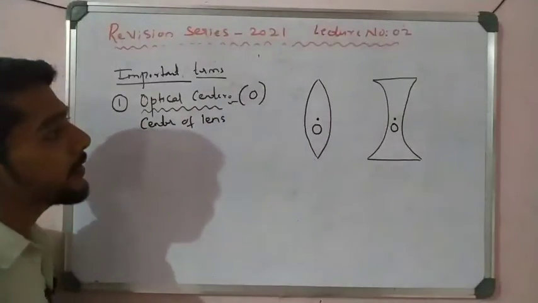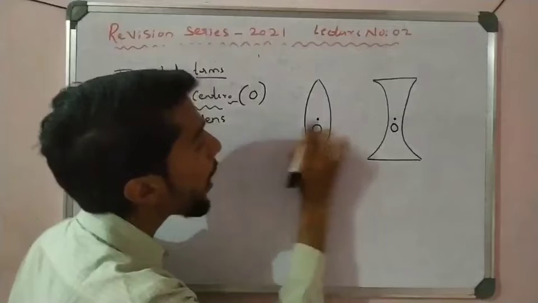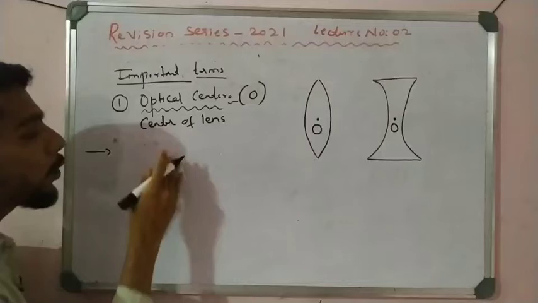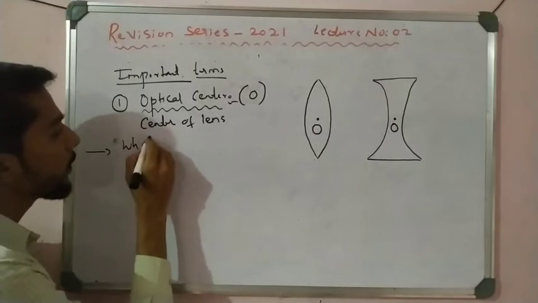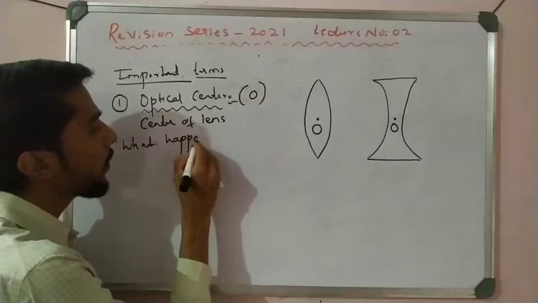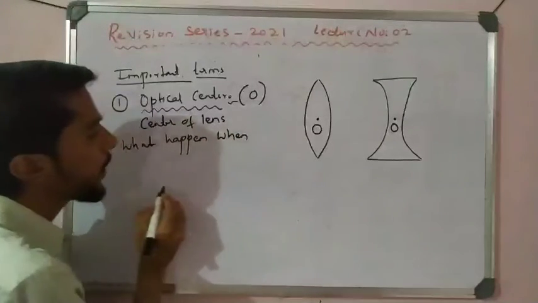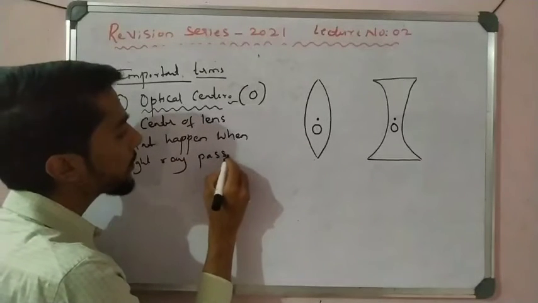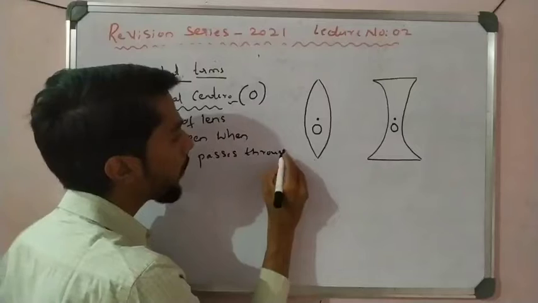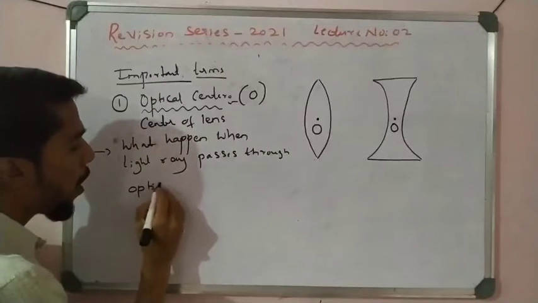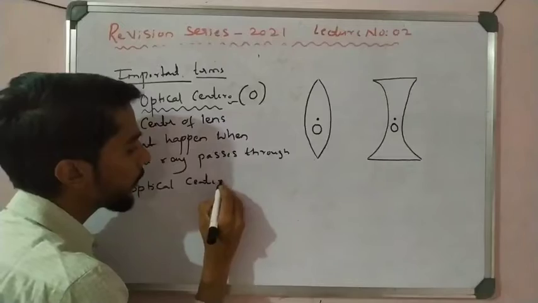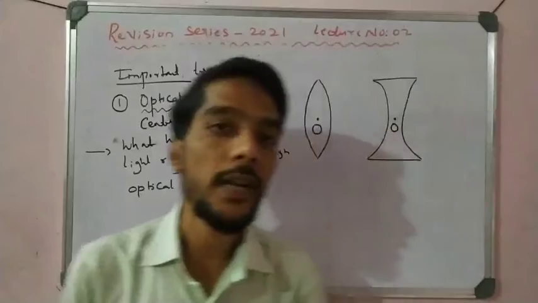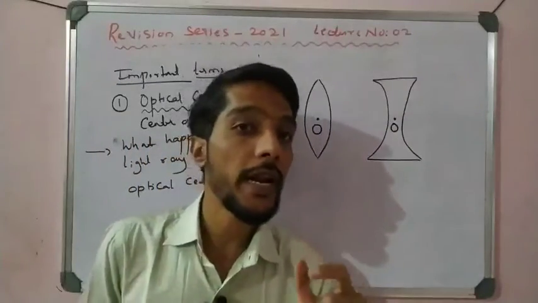Now the other point is, see here, when a ray of light passes through the optical center, what happens? This is important revision. I can make a question here: what happens when a light ray passes through the optical center? That is very important for ray diagrams, that knowledge.